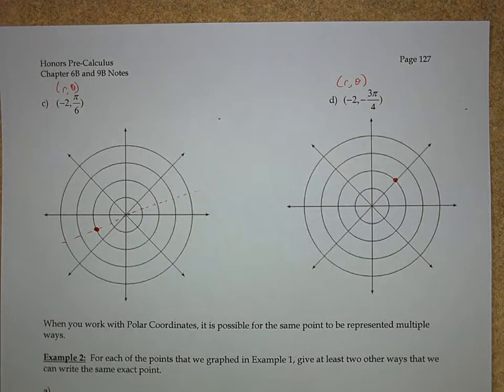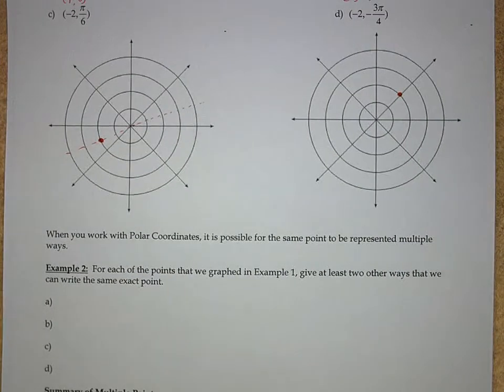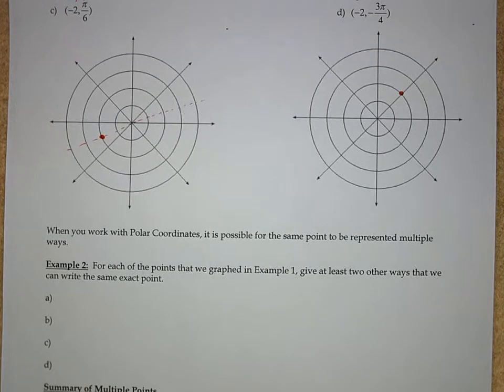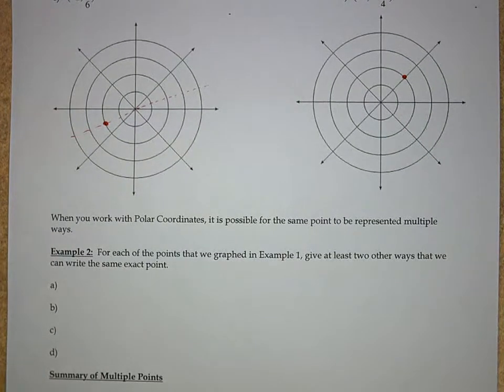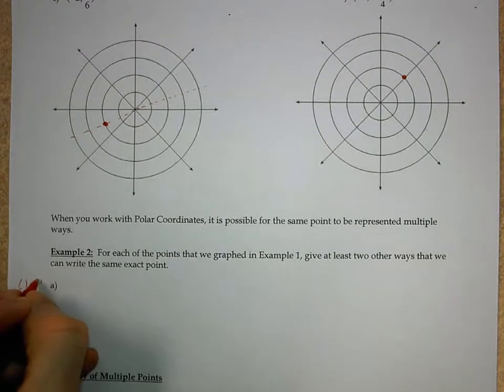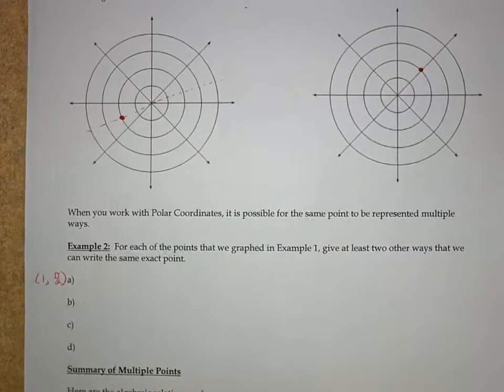So that negative 2, negative 3 pi over 4 is actually in the first quadrant. It's the same thing as if I were to have written it as a positive 2 and a pi over 4. So that's really what we want to look at as we conclude this section. With polar coordinates, it's possible to name the same point multiple ways. In fact, we can name every point an infinite number of ways. So if we look back at our previous examples, what are different ways that we could write the same exact point? So for example number 1, we had the point 1 comma pi over 2.